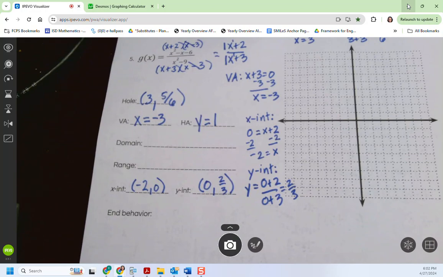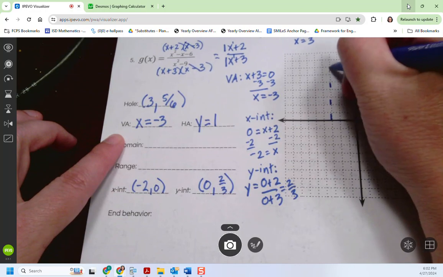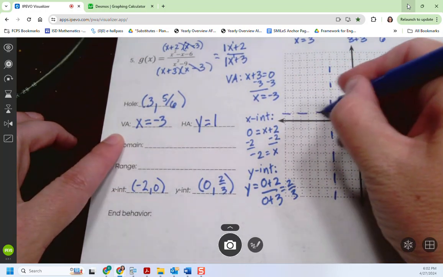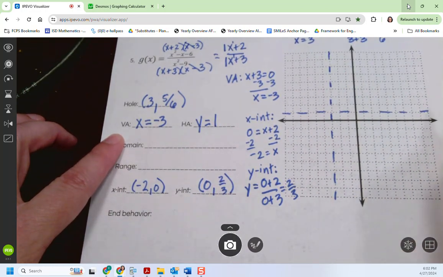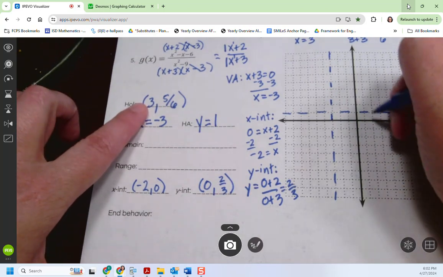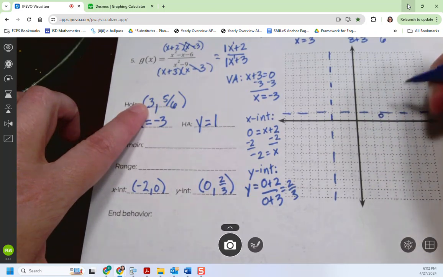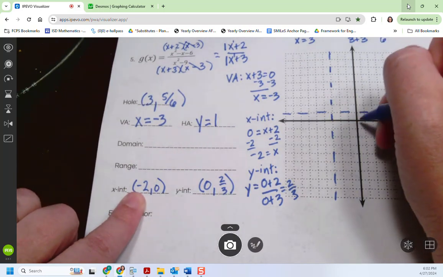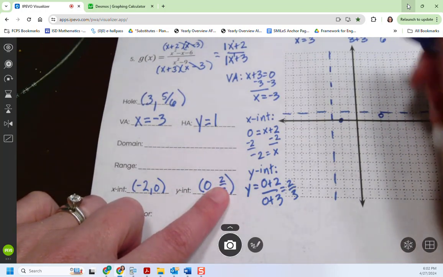Okay, let's see what we have so far. Vertical asymptote at x equals negative 3. Horizontal asymptote at y equals 1. A hole at 3, 5/6. So that's going to be down here actually. And then an x-intercept of negative 2, 0. And a y-intercept of 0, 2/3.